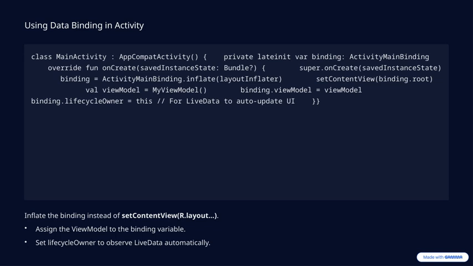Next, we assign our view model to the binding variable. This step is crucial because it allows us to bind UI components directly to properties in our view model, making the UI more reactive and easier to manage.